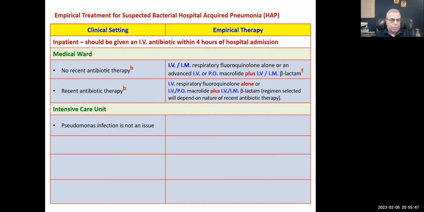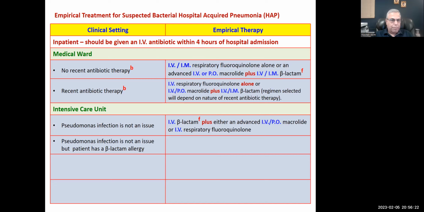Now, Pseudomonas in intensive care. If Pseudomonas is not an issue, then again IV beta-lactam plus either advanced IV or PO macrolide, same treatment, no difference. IV respiratory fluoroquinolone, not combination, it is or. Either you have this combination or IV respiratory fluoroquinolone, right? And monitor the patient. Although you are giving the same treatment, the patient is more serious and you have to monitor the patient more closely.